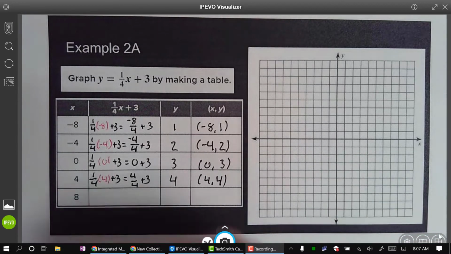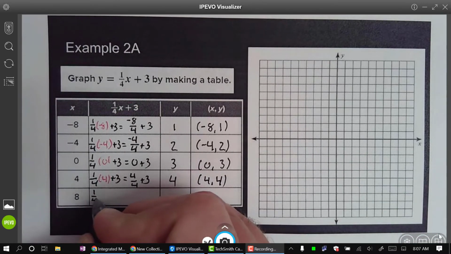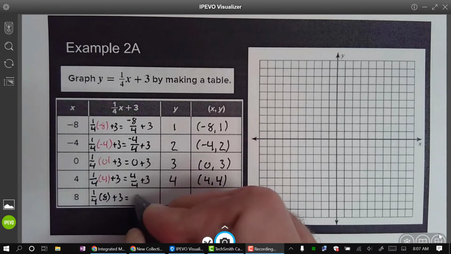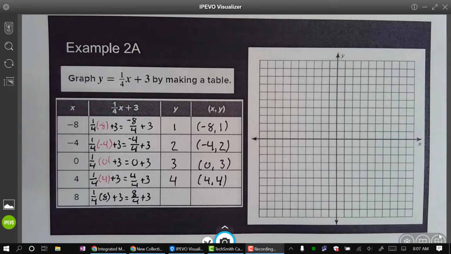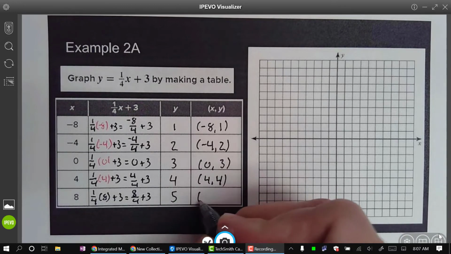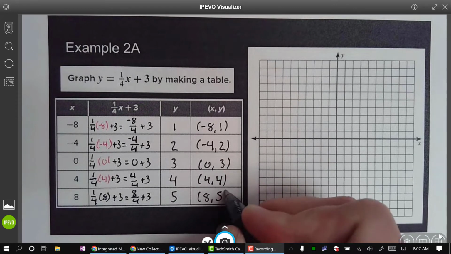And then our last point is 8. So 1 over 4 times 8 plus 3. This gives me 8 over 4 plus 3. 8 divided by 4 is 2. 2 plus 3 is 5. So this is going to give me 8, 5.